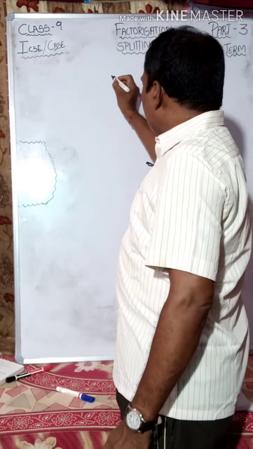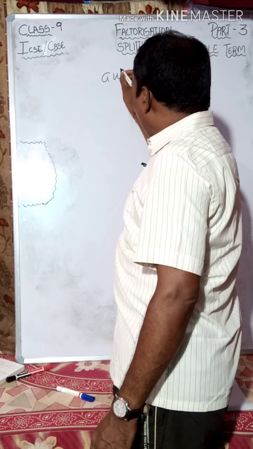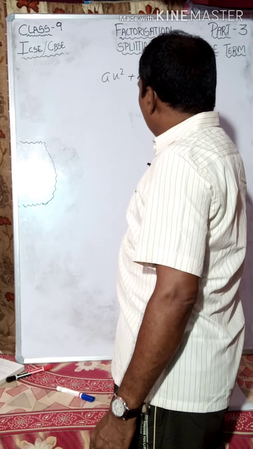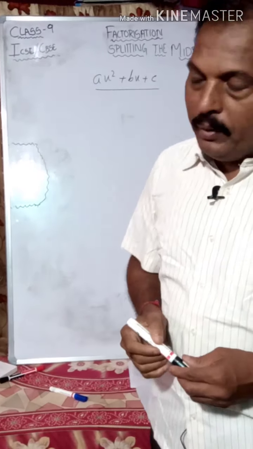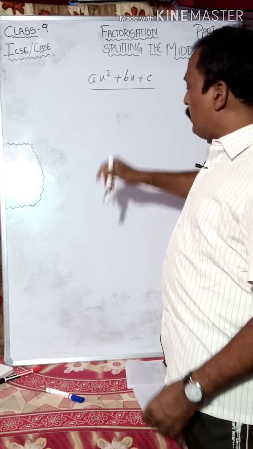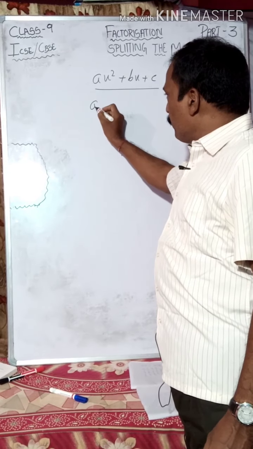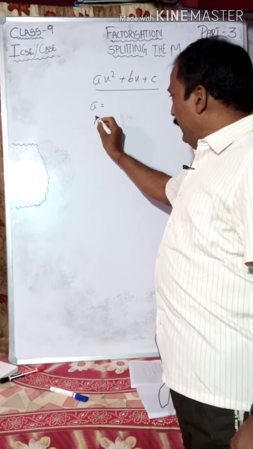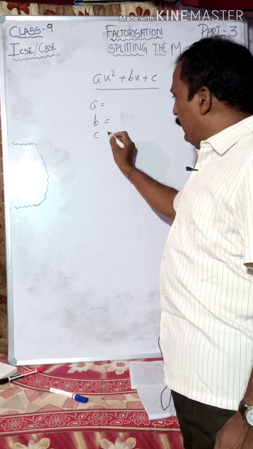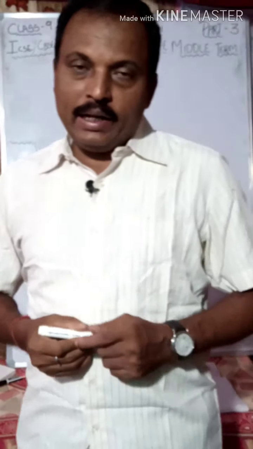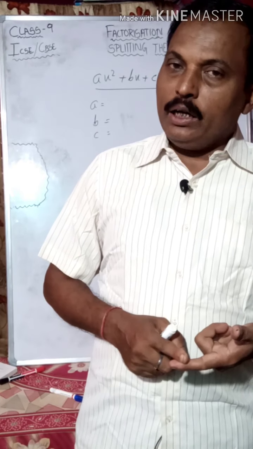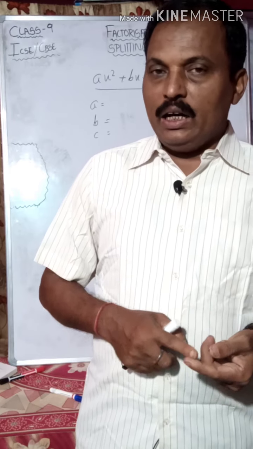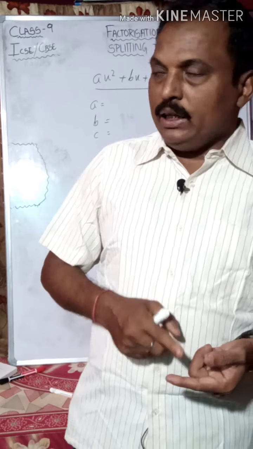Now suppose this is ax square plus bx plus c. This is an expression, ax square plus bx plus c. So what is a, what is b, and what is c? First we have to understand what is a. In the expression ax square plus bx plus c, what is a, what is b, and what is c?